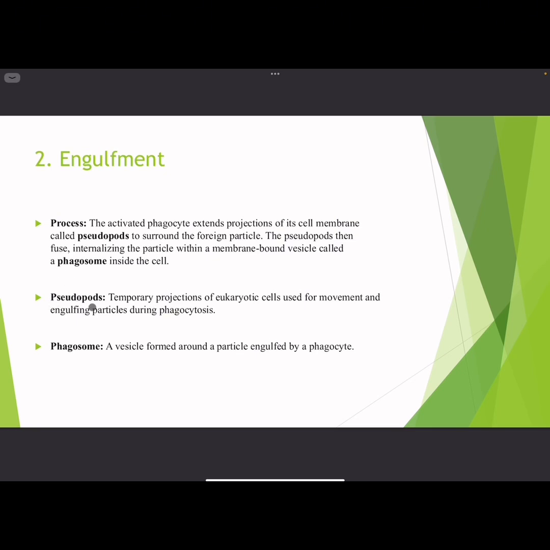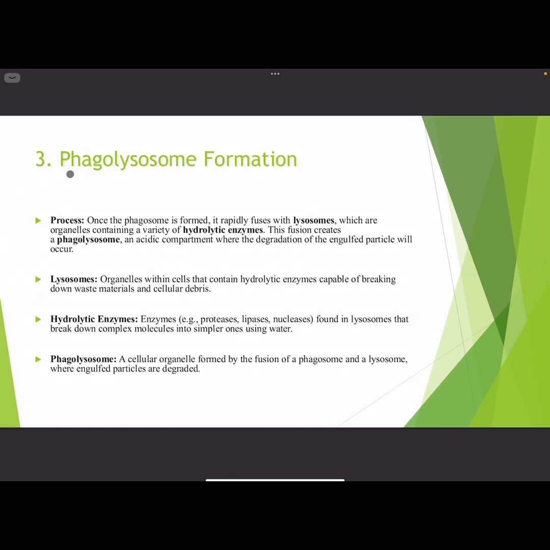So pseudopods are temporary projections of eukaryotic cells used for movement and engulfing particles during phagocytosis. The phagosome is the vesicle formed around the particle engulfed by a phagocyte, which is the result of the pseudopod fusing with each other. The third step is phagolysosome formation.